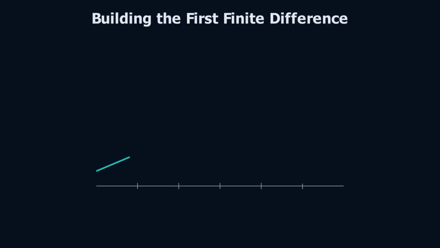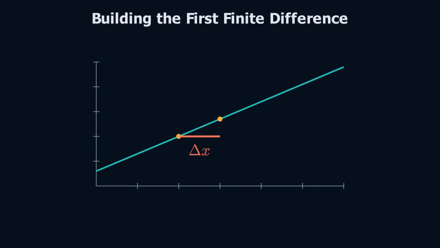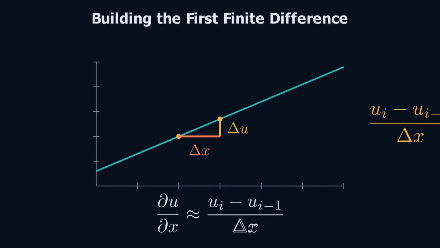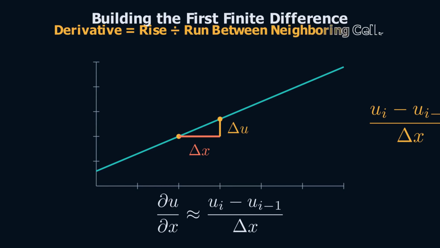Let's return to something familiar, the slope of a graph. Suppose we know the value at two neighboring locations. The horizontal distance between them is called delta x. Their difference in value is delta u. Slope is simply change divided by distance. In a computational grid, delta u becomes the difference between neighboring cell values. This is called the backward finite difference approximation of the derivative. There is no mystery here. The derivative has become a simple ratio of two neighboring values separated by a known distance.